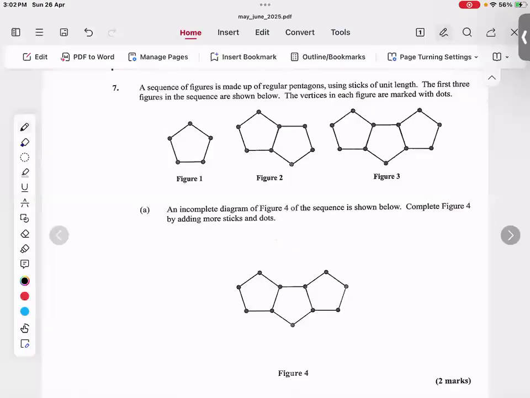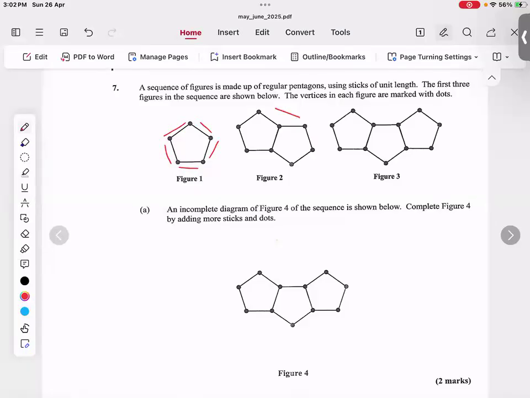All right, so a sequence of figures is made up from regular pentagons using sticks of unit length, right? When I say unit length, it means that every length on this shape, from here to here, measures 1. Unit means 1. What else are they saying? It says the first 3 figures in the sequence are shown below. You can see how they look. So 1, then it turns, then it goes back and becomes 3.